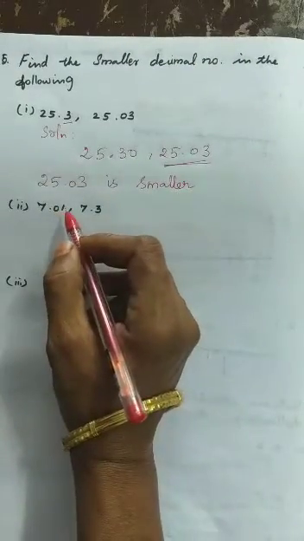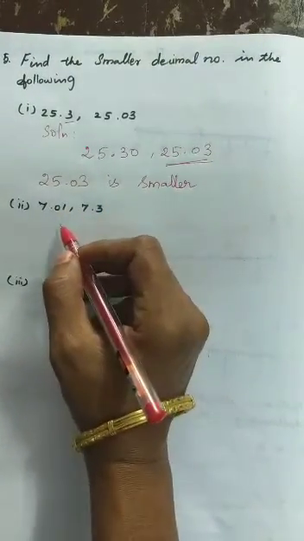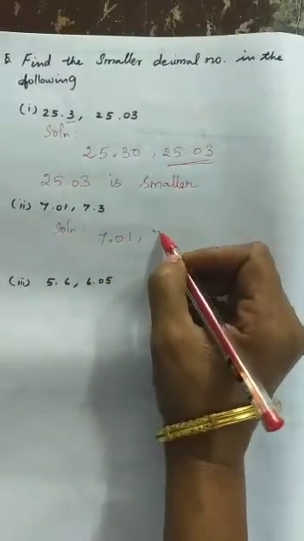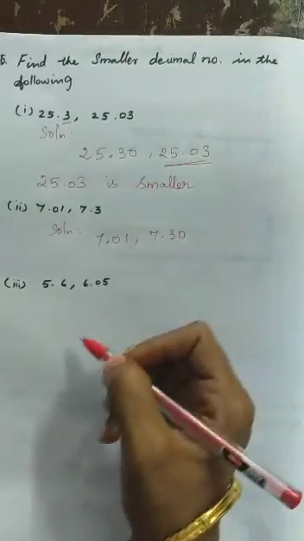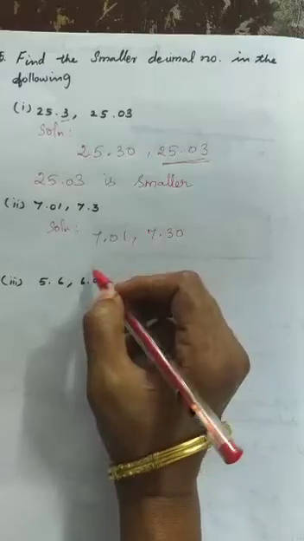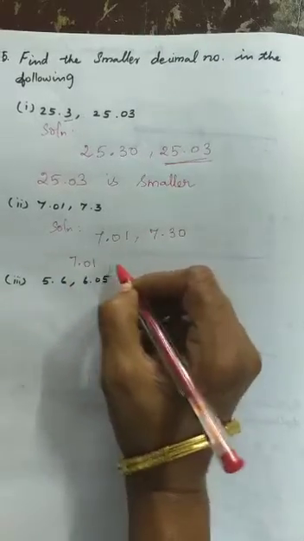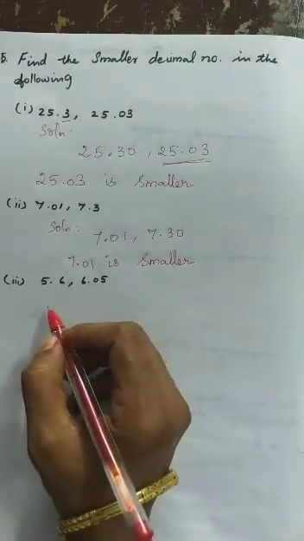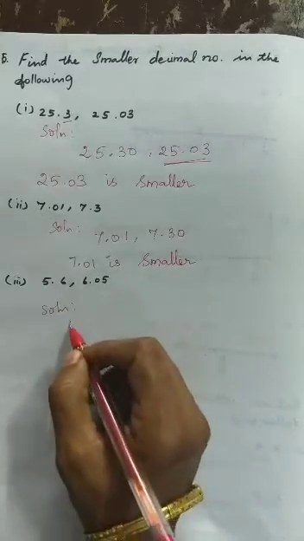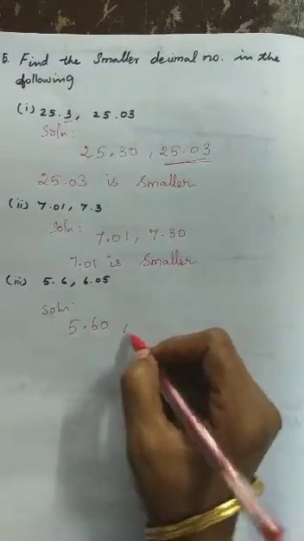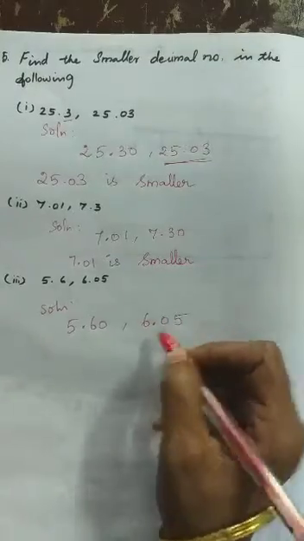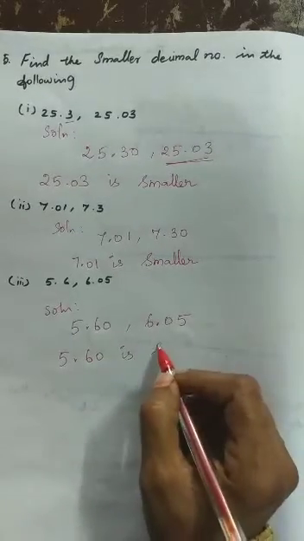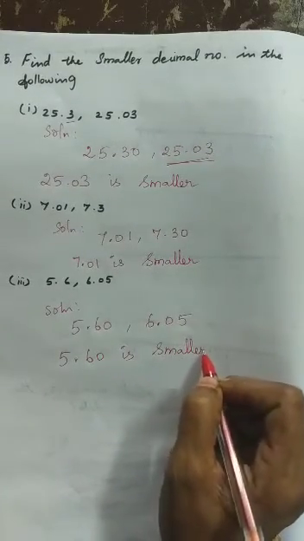Next one, 7.01. This way I can change these to like terms first. So 7.01 and 7.30. So 7.01 is smaller. Next, 5.60 and 6.05. Which is smaller here? Yes, 5.60 is smaller.